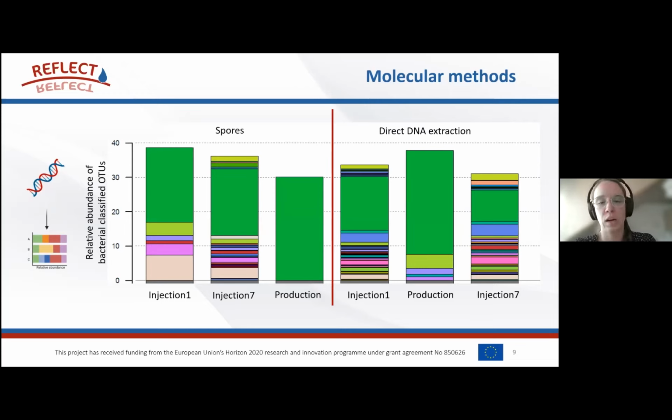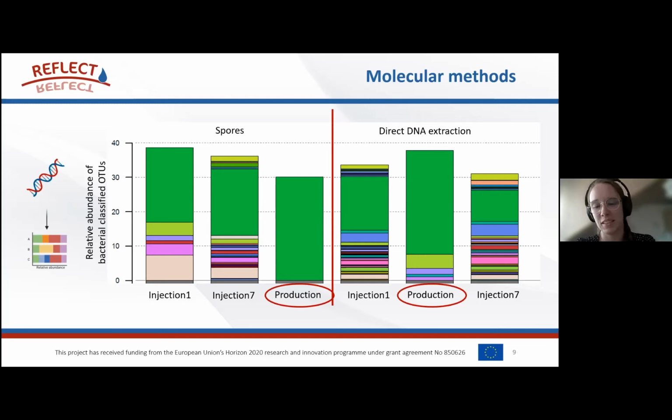On the left, you have the spores, because we did a special treatment on the samples to be able to get the DNA from resistant cells, such as the spores. And on the right, we only did a direct DNA extraction to get the DNA from all other types of cells. And what you can see here is that obviously there is some bacterial diversity present in the fluids. So this is the first take-home message.